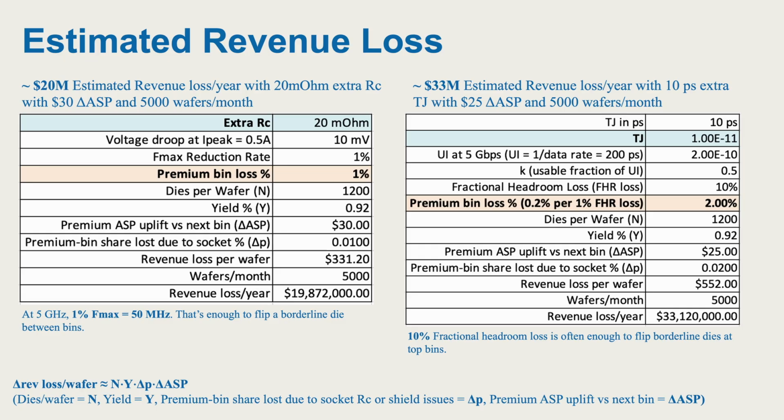The tables show estimated annual revenue losses of $20 to $30 million due to 20 milliohms of extra C-res or 10 picoseconds of extra total jitter caused by poor socket performance, based on 5,000 wafers per month. The same monthly revenue loss per wafer formula was used for both cases, while different delta ASP and premium bin loss percentages were used, as noted at the top and bottom of each table.